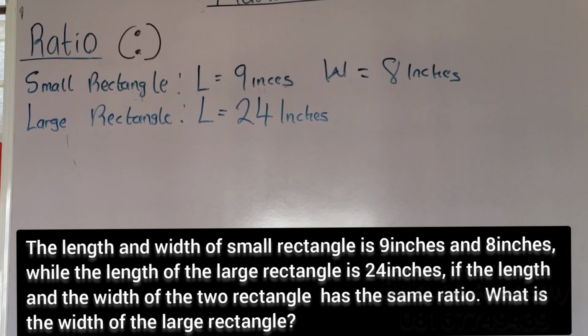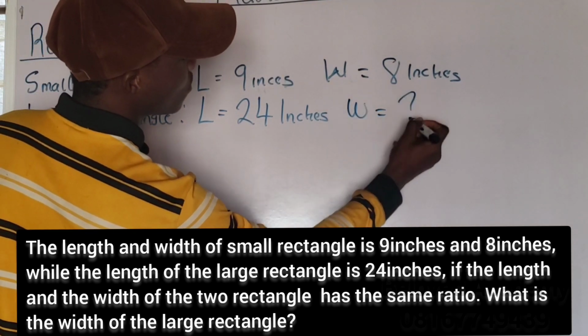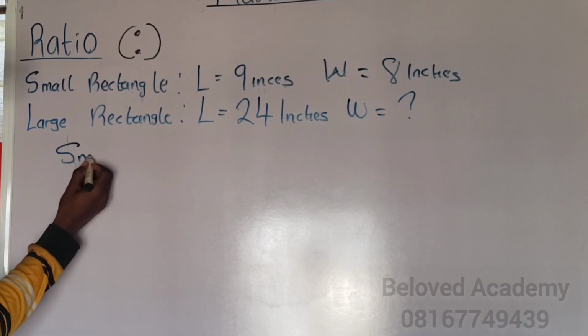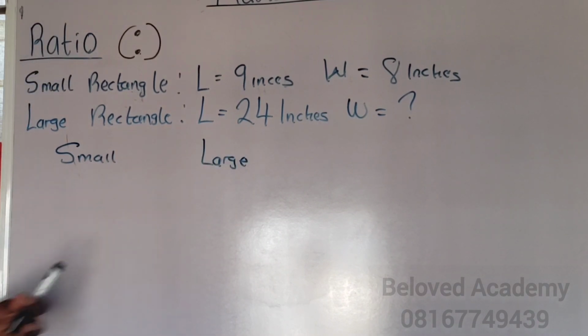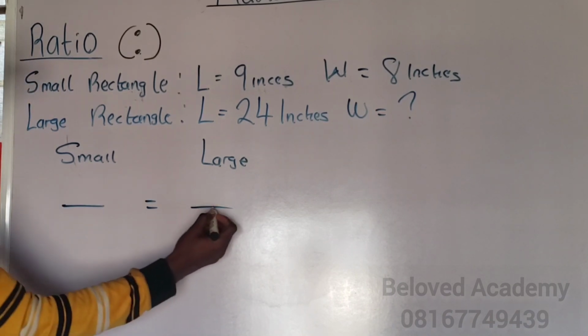Now, if they have the same ratio, what is the width of the large rectangle? That's what we are looking for. The width of the large rectangle. Now we can put this in fraction. Let's have small rectangle here and large rectangle. This is for easy computation. You understand? Now, if you want to put it in fraction, don't forget the step. Put the fractional sign here.